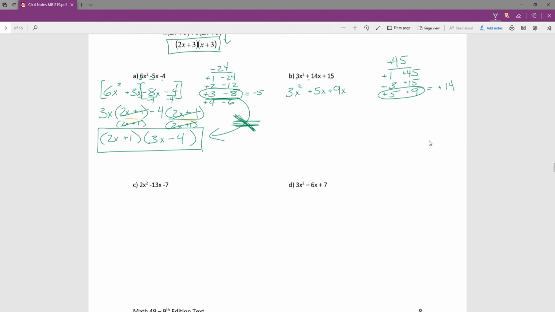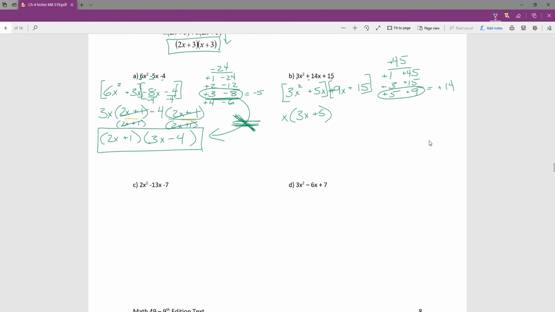So I rewrite it, decomposing my middle term, and now I've got 4 terms. So it's factoring by grouping. Oop, that's a positive in there. Looking at the first 2 terms, I have a common x, and so factoring that out, I'd get a 3x plus 5.